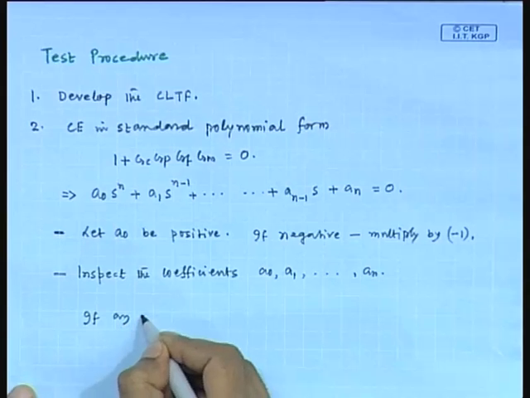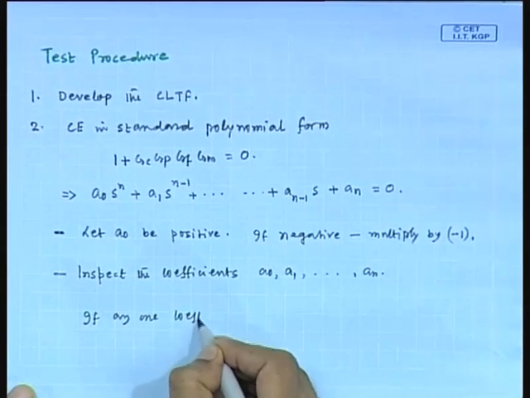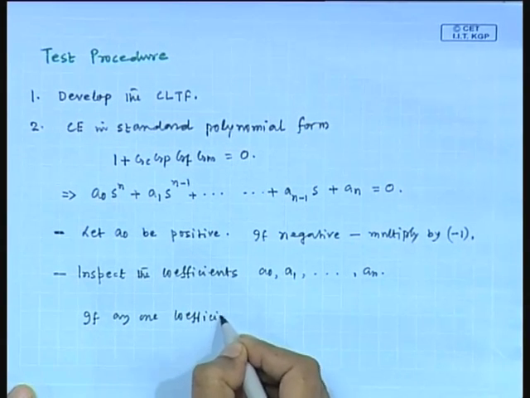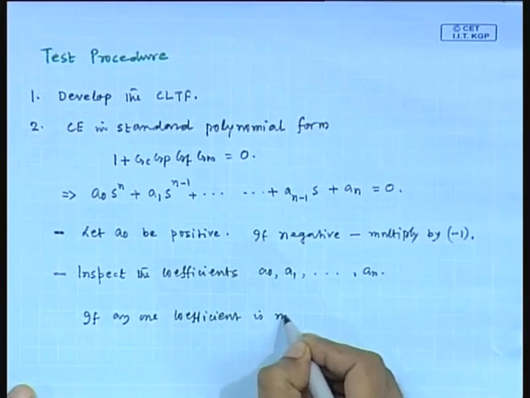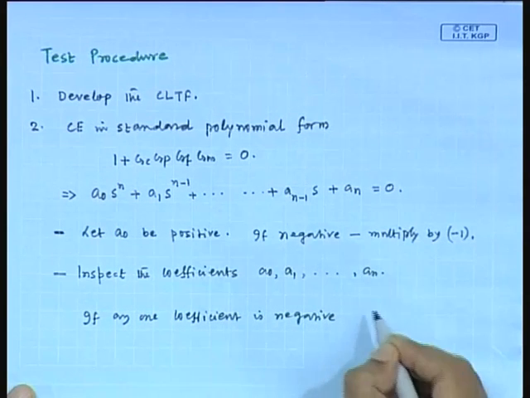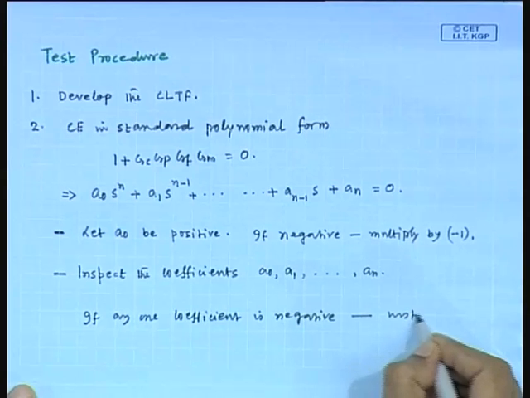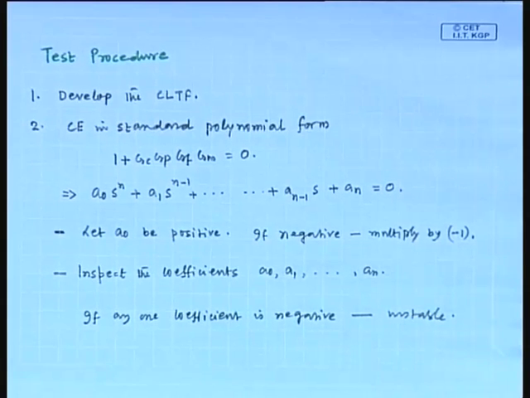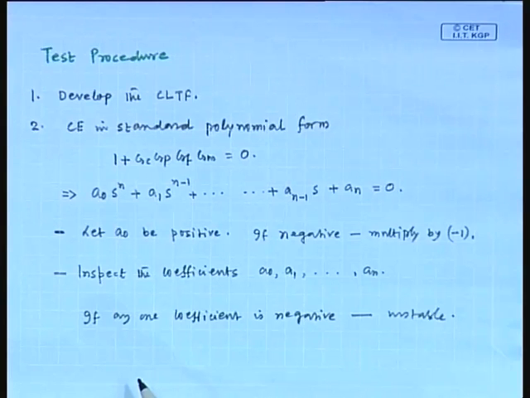If any one coefficient is negative, the closed loop system is unstable. No further analysis is needed. If all the coefficients are positive, the system may be stable or unstable. If all the coefficients are positive, it is difficult to say whether the system is stable or unstable.